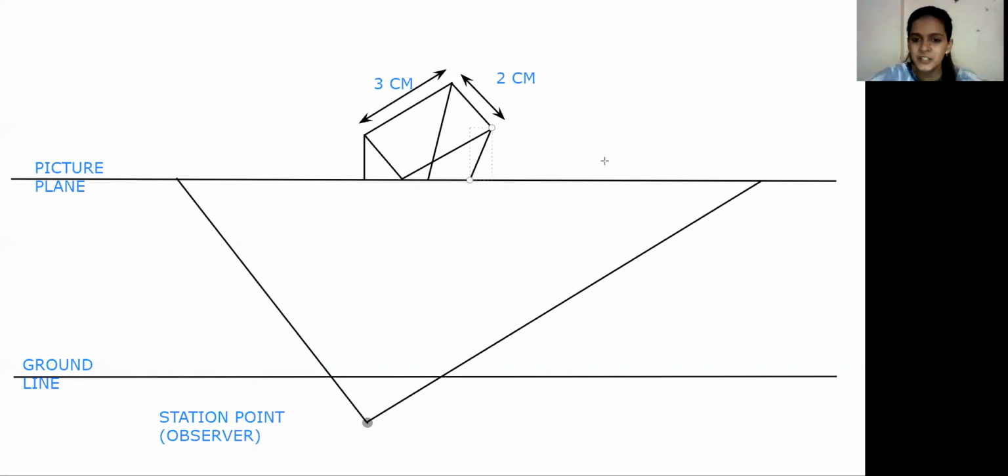So on the picture plane line, you are getting 4 points. This one, this one, this one, and this one. There are 4 points. And what you have to do next? Draw the vertical lines from these 4 points. Okay, from these 4 points, you need to draw the vertical lines.